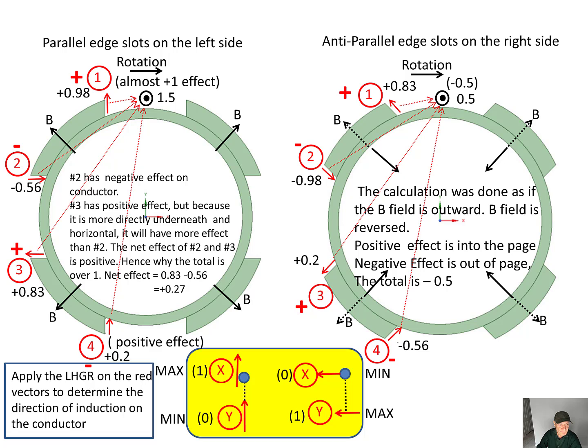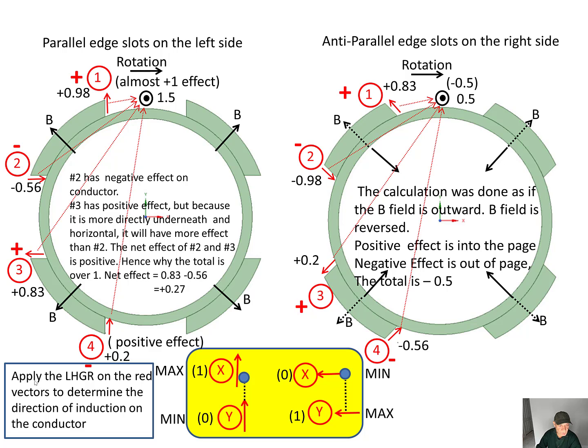The net effect of number 3 is 0.83, minus 0.6, which is almost plus 0.3 effect on the conductor. And the last one is vertical in the same direction as number 1, which has almost 0.2 effect on the conductor, making the total effect about 1.5.